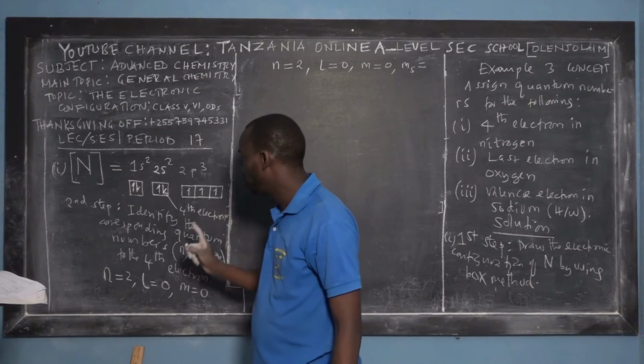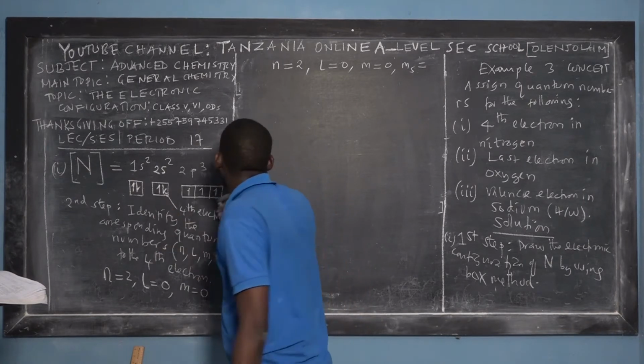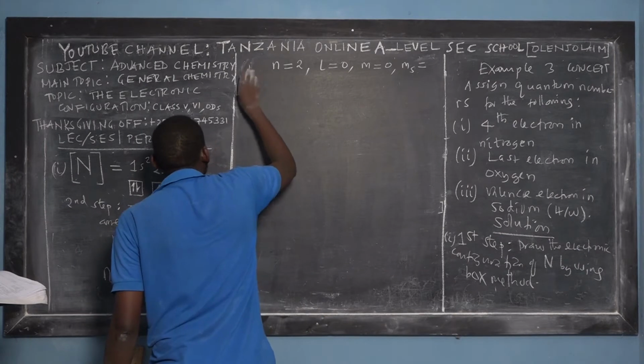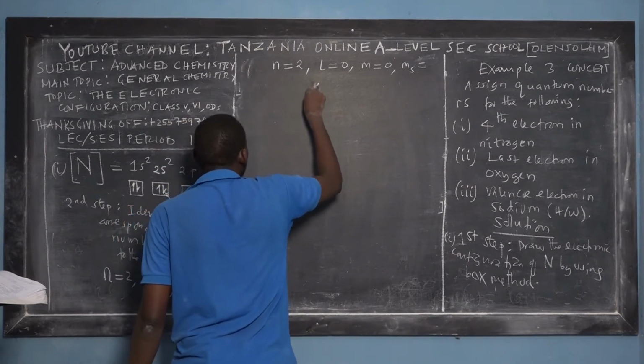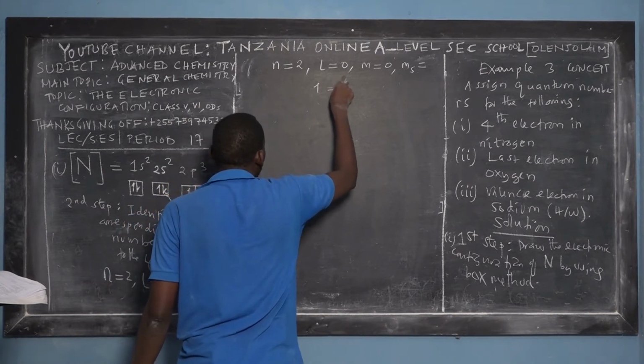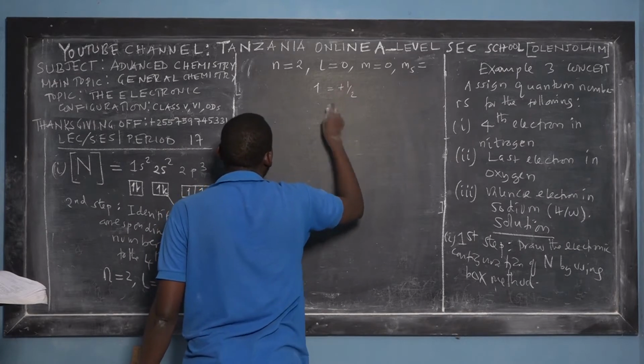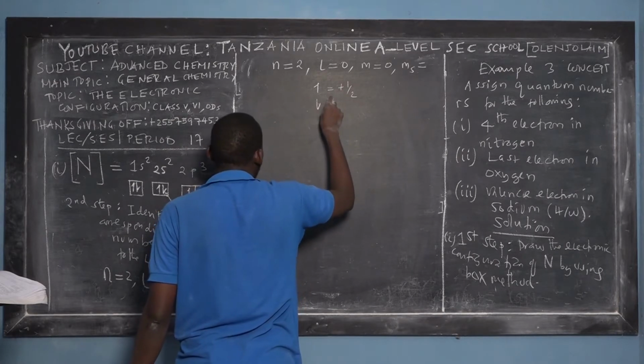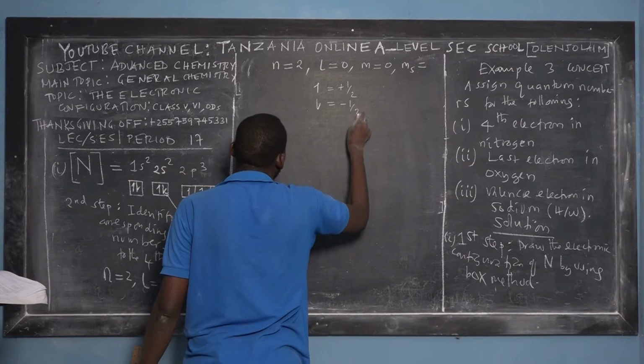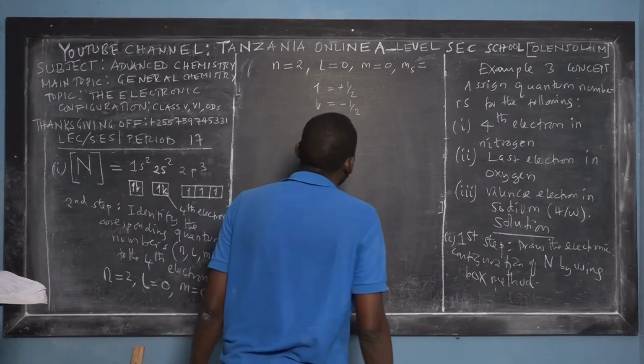Remember that I told you about the spin quantum number. If the spin is clockwise, then this corresponds to positive half. If it is downwards, meaning anticlockwise, then the corresponding value is what? It is negative half.